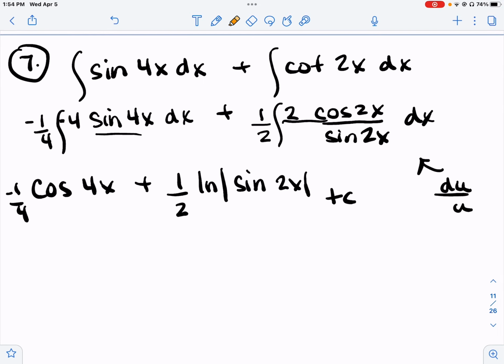Number 7, the integral of sine. We need a negative because the derivative of cosine is negative sine. And we need a 4 to be the derivative of 4x. For the second part, I'm going to rewrite cotangent as cosine over sine. I need a 2 to have the derivative of 2x. So cosine over sine turns into du over u. So that's ln of u. So that's ln of 2x.